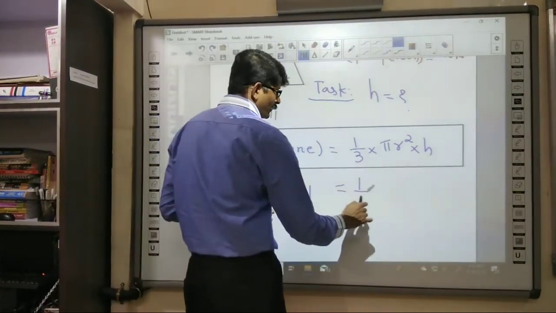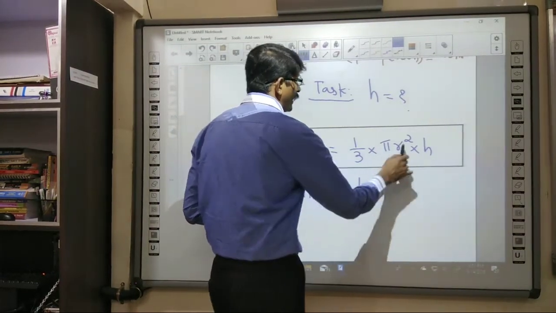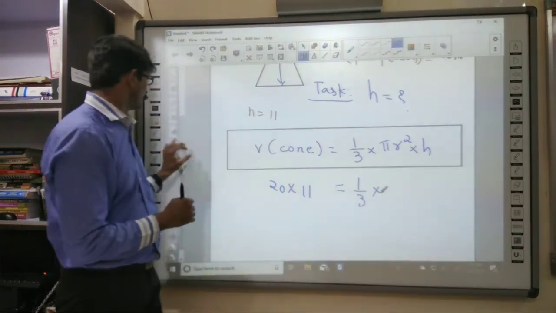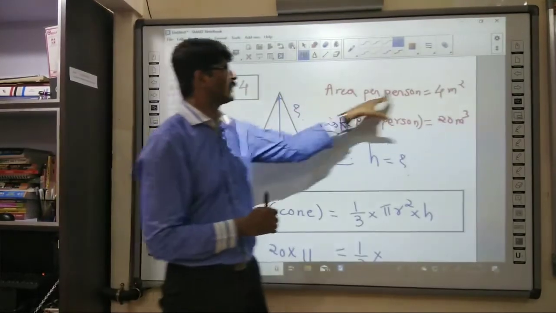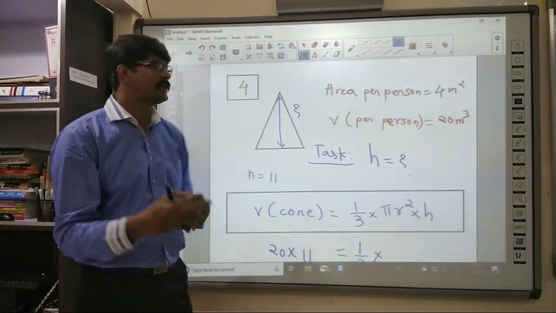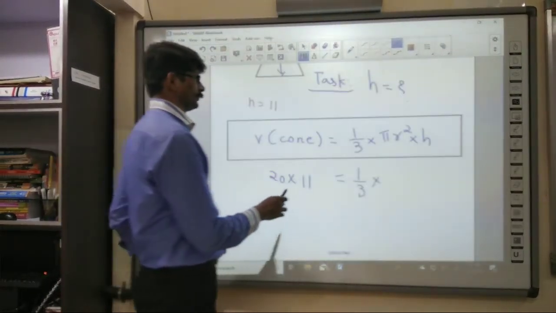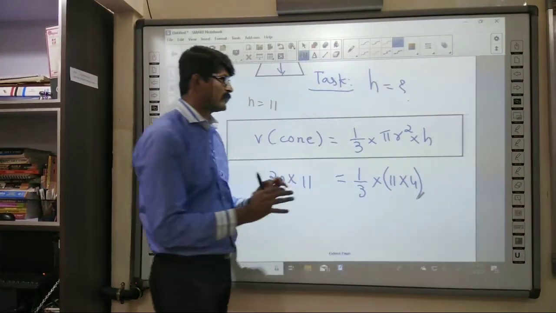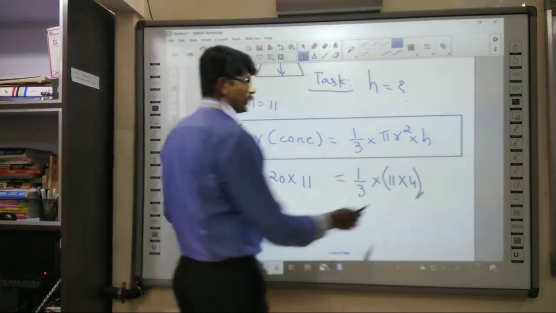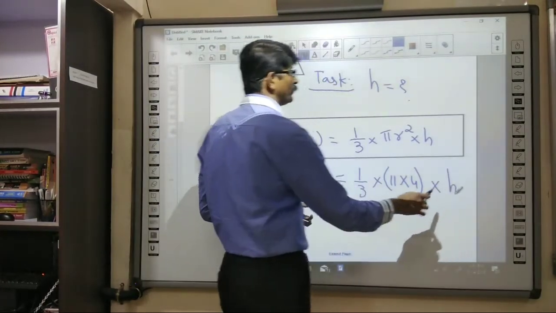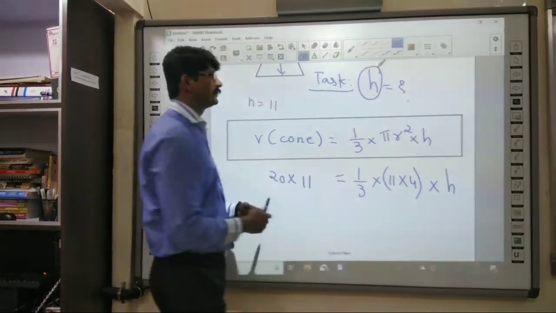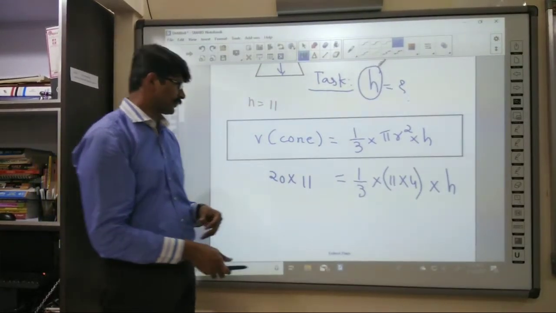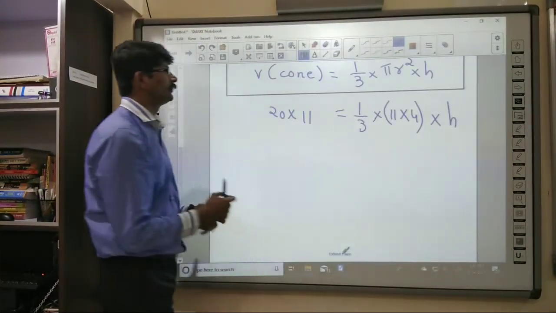Isn't it? 1 upon 3, I'll write it down. This pi r square has got a substitution over here. See, per person area required is 4. So if there are 11 people, 11 into 4 will be the total base area, and into h. This h will give you this answer. Isn't it simple? It's that easy a question. See, look at this. It's really, really simple.